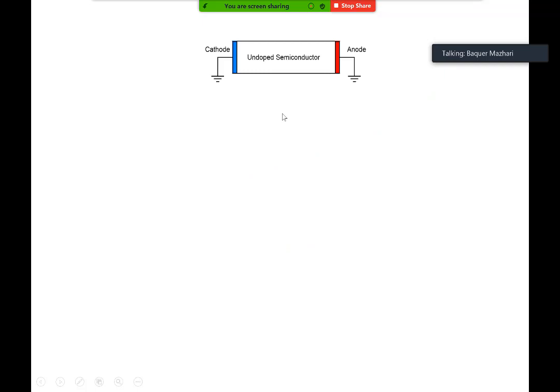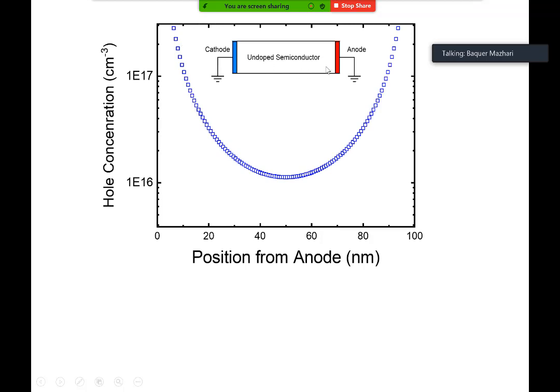One of the consequences is that if you take a simple semiconductor device, let's say an undoped semiconductor device at equilibrium, and analyze it, what you find is that even though you have not applied any voltage or injected any carriers, you already have a lot of carriers inside the device. This shows the hole concentration inside the device at equilibrium. There are a lot of holes already there, and these holes have diffused from the contacts, from the anode side and from the cathode side, and that's why you see high concentration close to the cathode and the anode.